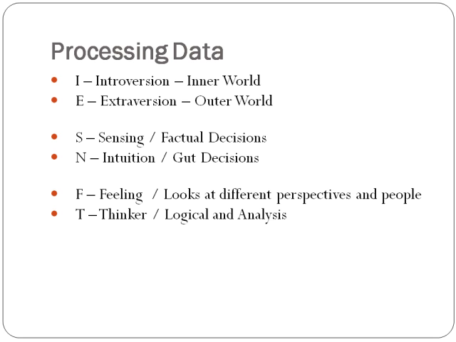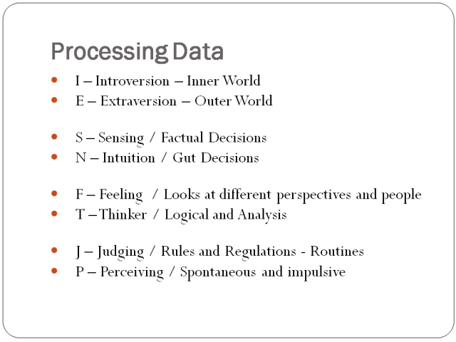So F tends to look at the feeling, and the upside is they look at perspectives. They look at people. But at the same time, if they make decisions, they could also flip-flop. And if that's who you are, you're just going to need to be aware of how you take action and make decisions. J and P are the last letter, judging or perceiving. Judging tends to like rules and regulations and routines, and perceiving tends to be spontaneous and impulsive.